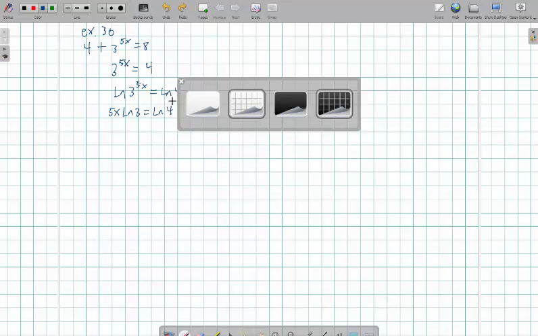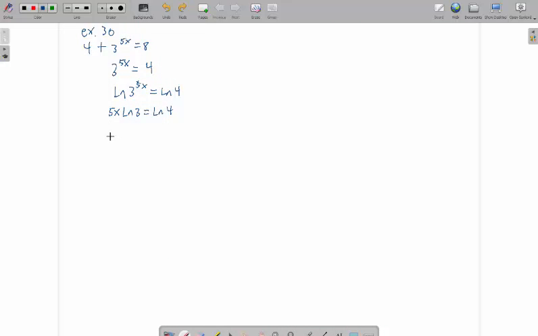Let's go to a clear background. And then x equals, you divide both sides by 5 ln of 3, ln of 4 over 5 ln of 3. Not that bad if you know what you're doing. Just get your exponential piece alone on its side, take a log of both sides, use the power rule to bring the exponent down, then divide.